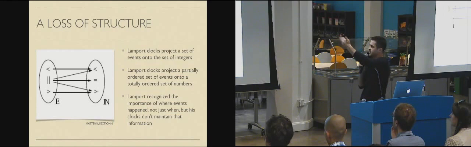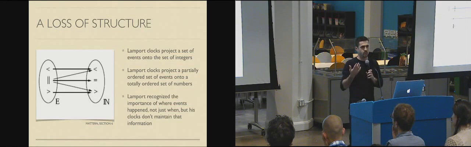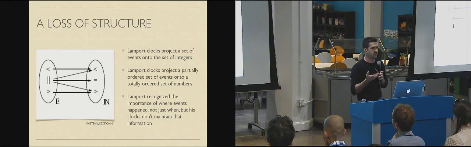And the cause of this problem is, if we think about the set of events, which we've said are partially ordered, and we think about the integers, which we know are totally ordered, just in that statement alone, we can see that there's a structural inequality between the two sets.